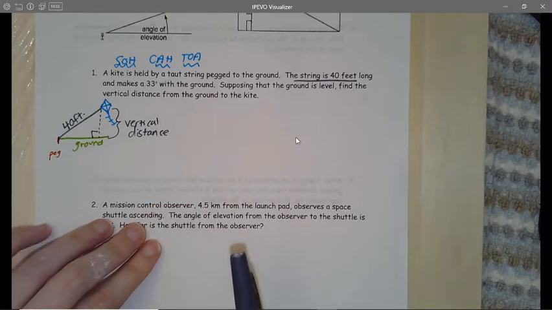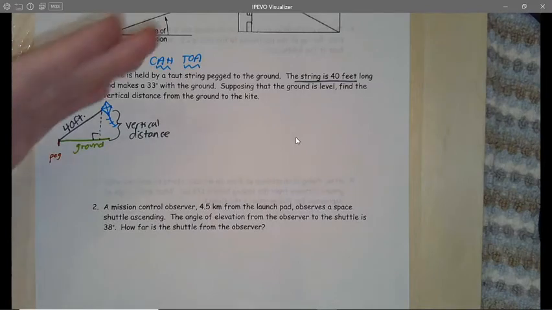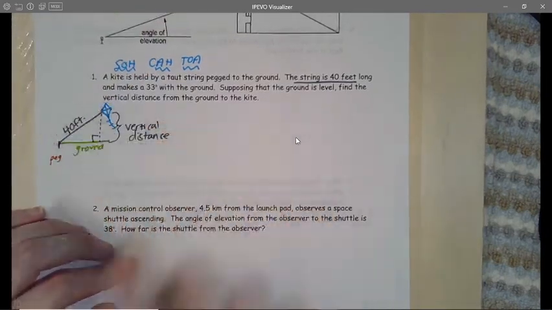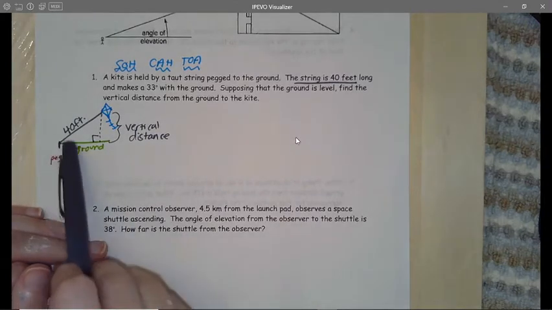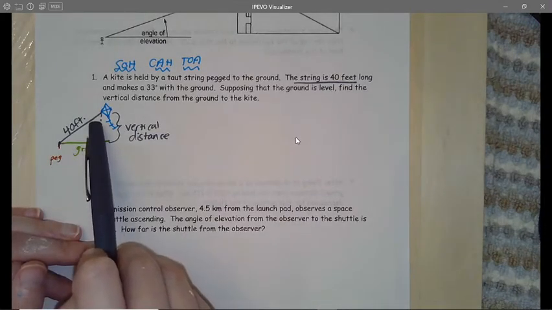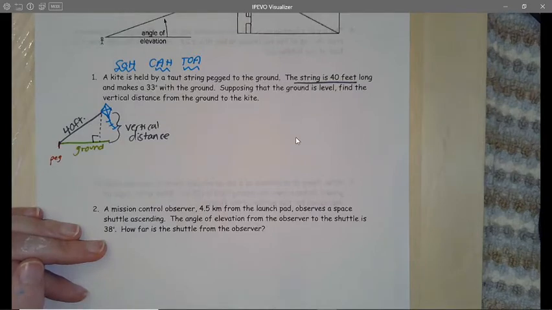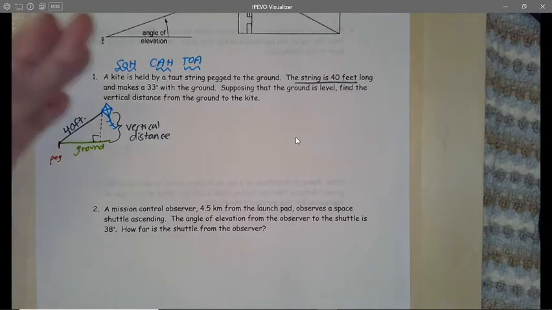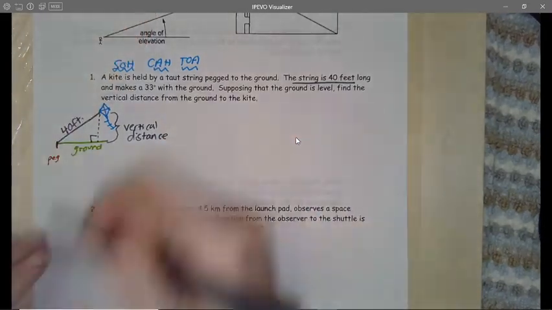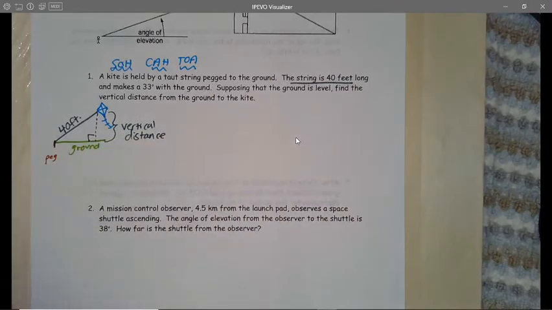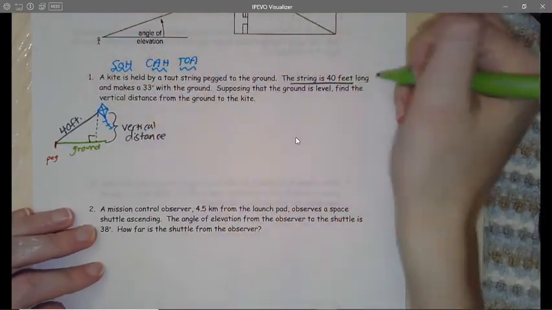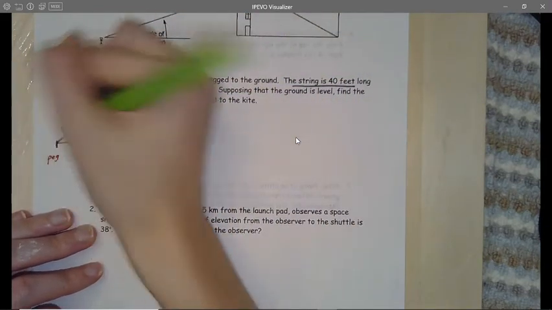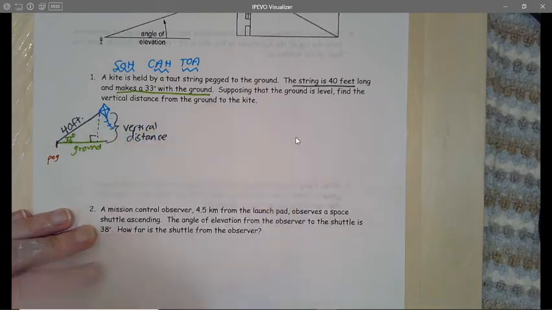If we're talking about the angle between the kite string and the ground, which angle do you think I'm referring to in my triangle? Am I referring to the one on the ground, the right angle, or the one up near the kite? I'm referring to the angle down here with the ground, because this is the angle created by the string and the ground. This is the 33-degree angle referred to in the problem.